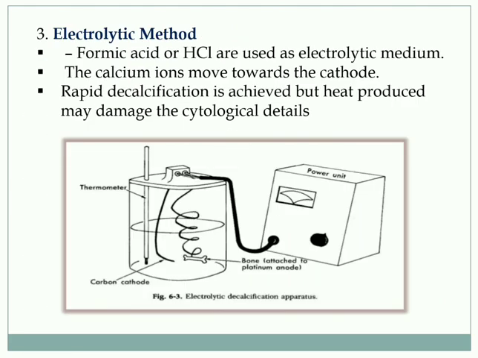The third method we have is the electrolytic method. Formic acid or HCl are used as an electrolytic medium. The calcium ion moves towards the cathode. This electrolytic method is a rapid decalcification, but heat produced may damage the cytological details.